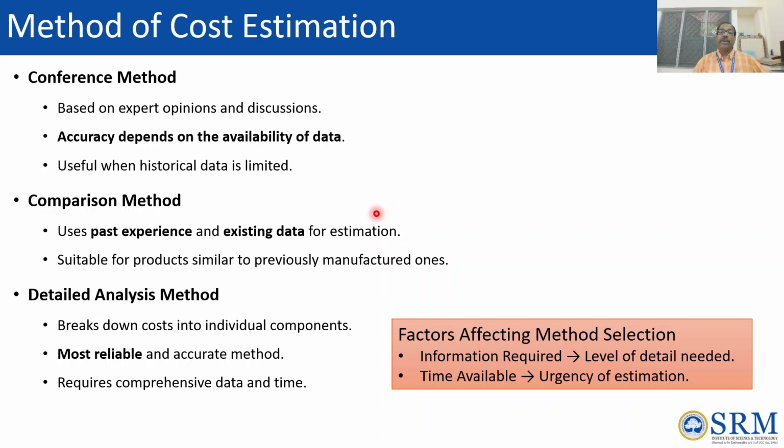Then, if you have enough time to prepare, you can go for the detailed method. If you don't have time, like urgency, where you need to give a proposal for a call for budget from a government vendor or any other supplier, then you have to go with the conference method or comparison method. The chances of winning that proposal are compromised if you don't have time. So these are the methods of cost estimation.